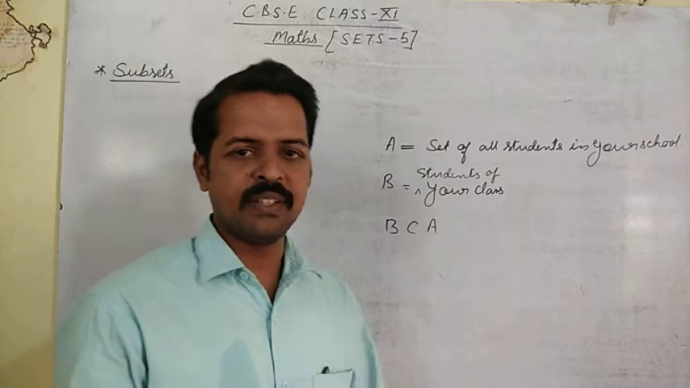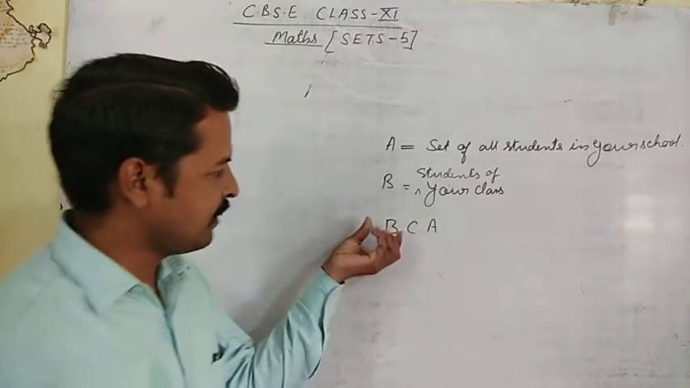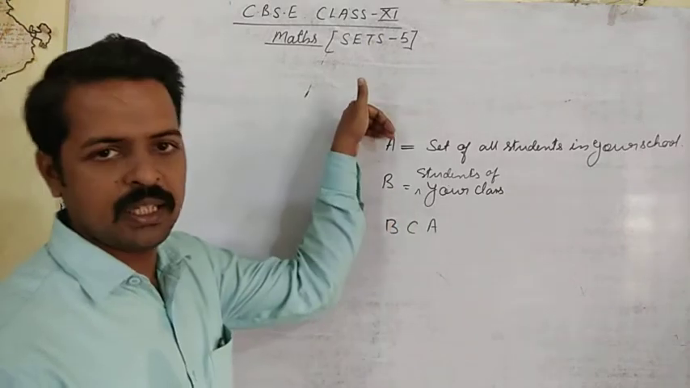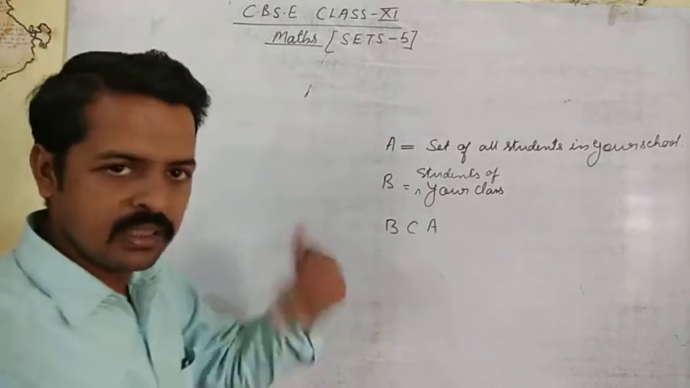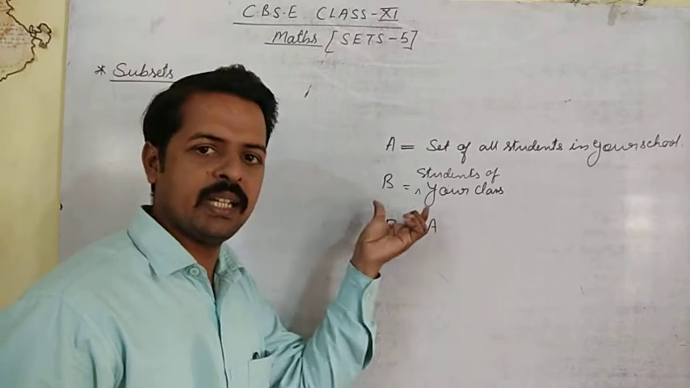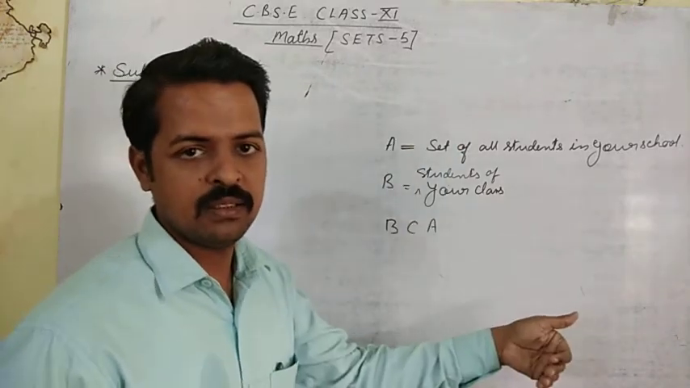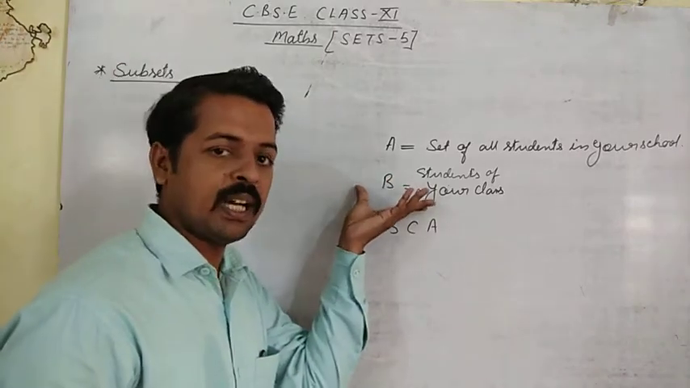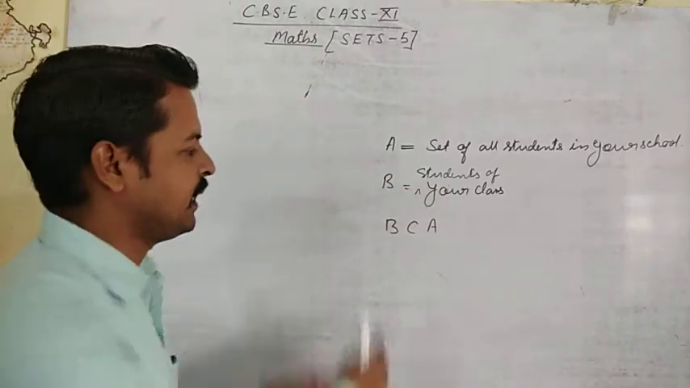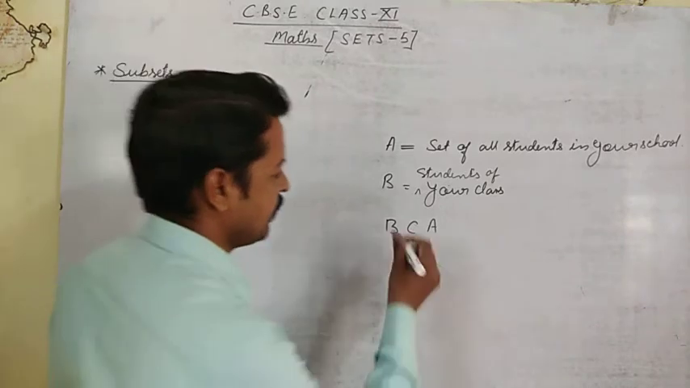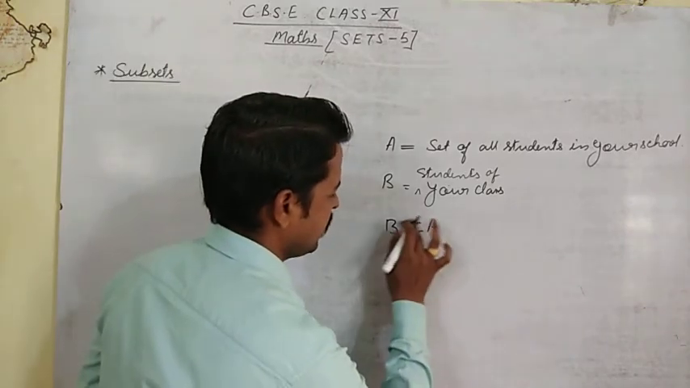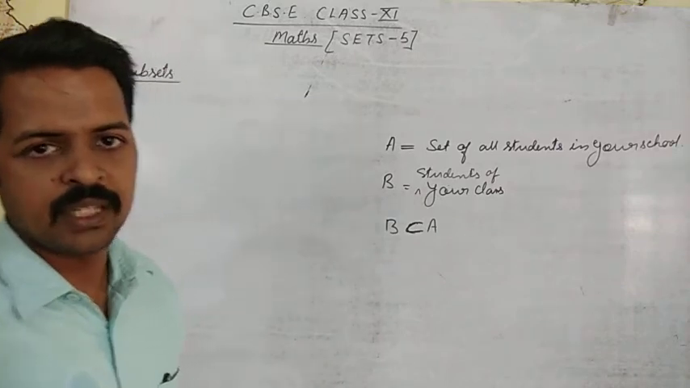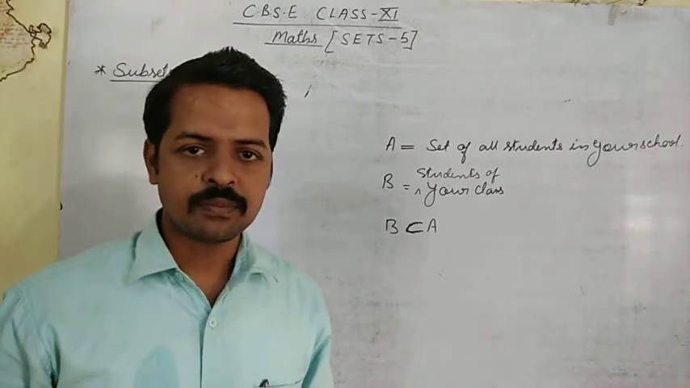So can you make a definition right now? If all elements of set B are there in A, then B is a subset of A. In this case, if all elements of B are there in set A, we'll say B is a subset of A. This is the symbol of subset. So what is the definition? Can you write the definition? Let us see.